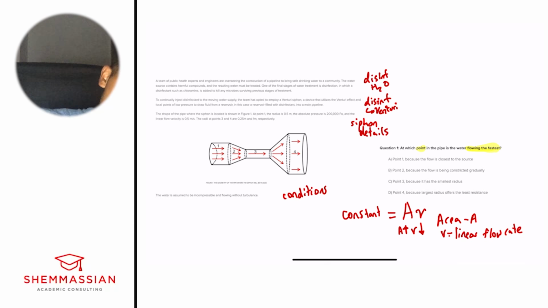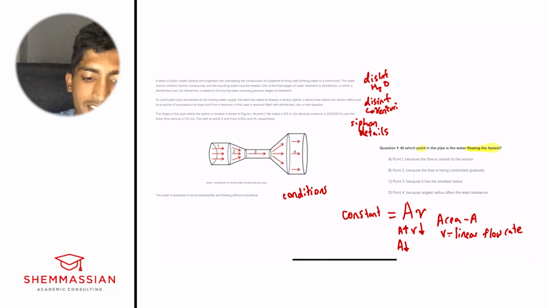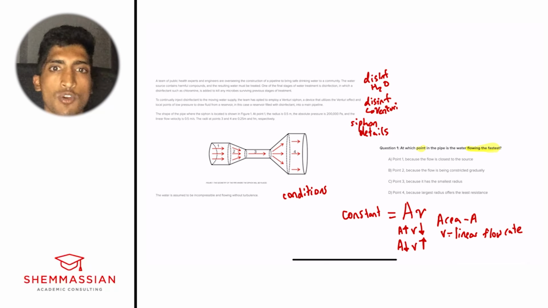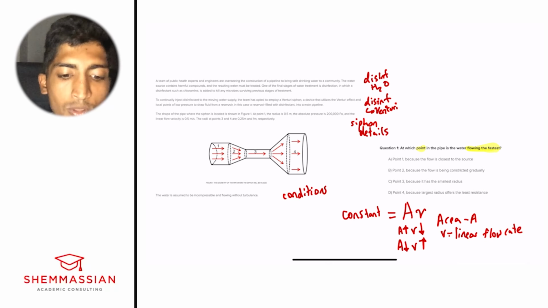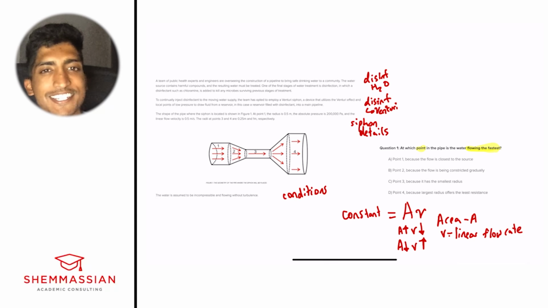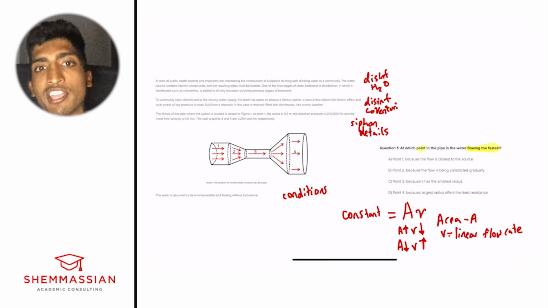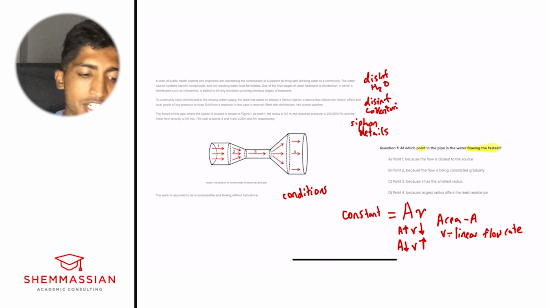So the other idea is what happens if A decreases, right? If A decreases, exactly, V must increase. And so if we have this basic understanding, we are able to solve this question pretty easily, right? So we're looking for flowing rate the fastest. So V is the highest. And so what do we want to be true when V is the highest? We want area to be the smallest, right? And so we're looking for an answer choice with the smallest area. And the area is referring to area of a cross section.